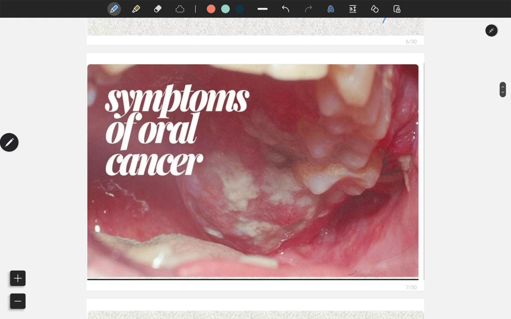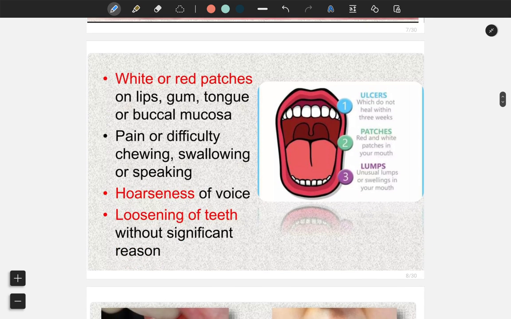What are the symptoms of oral cancers? Now we will see what are the signs and symptoms of oral cancers. White or red patches on the lips, on the gums, tongue, buccal mucosa. If we observe white or red patches on the lips, gums, tongue or buccal mucosa, it should be seen properly and cure should be done. So, first point we have to check: ulcers which do not heal within 3 weeks. If there is an ulcer for more than 3 weeks, you should immediately seek attention from your dentist and it should be treated well. Second, red and white patches in your mouth.